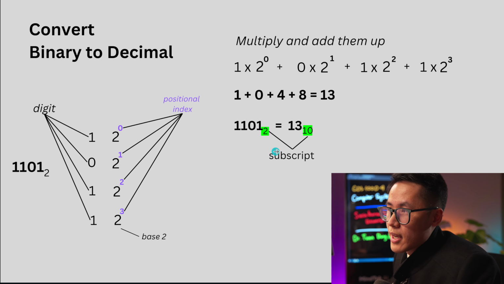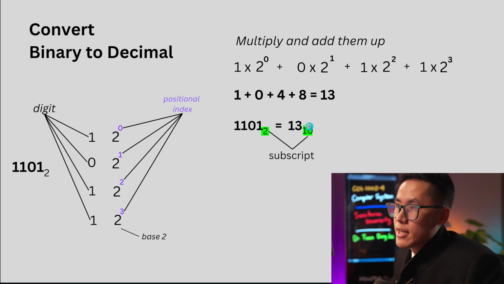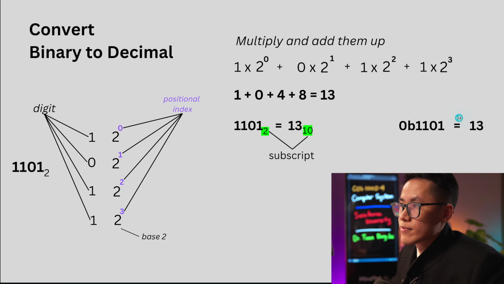These 2 and 10 are called subscript, or we can call it the base of the number. This is base 2, this is base 10. And base 2 is called binary, base 10 is called decimal.